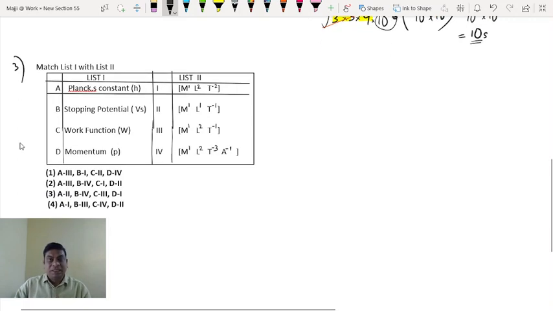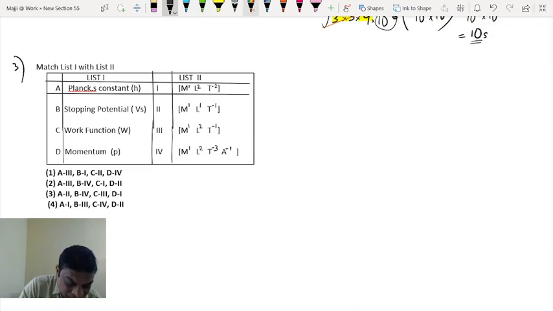So here also I'll do the same thing. I'm not going to match all the options. I'll match only as long as I find the options to be identical. The moment I find the options are different, I have reached my conclusion. So for example, in the first case, I'll take the easy thing. In fact, you can see momentum is the easiest thing. So I'll try to find out the dimension formula for momentum.